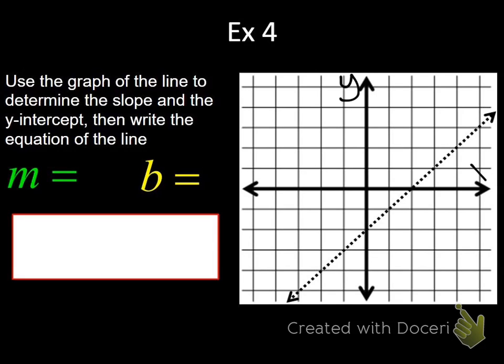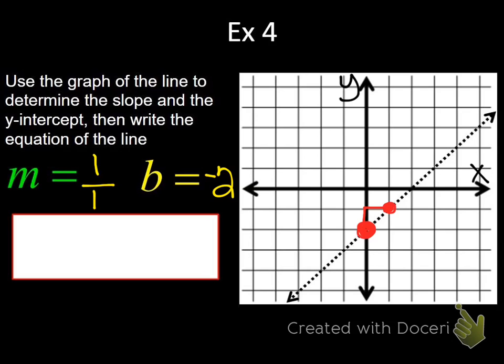B, which stands for the y-intercept. Okay. And then I went up 1, over 1, so it'd be 1 over 1 for m. What did I do? Well, it's not necessarily a mistake, but I didn't use the lattice points closest together. What happens when you don't use lattice points that are closer together?